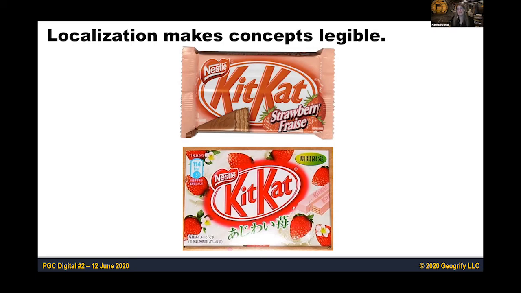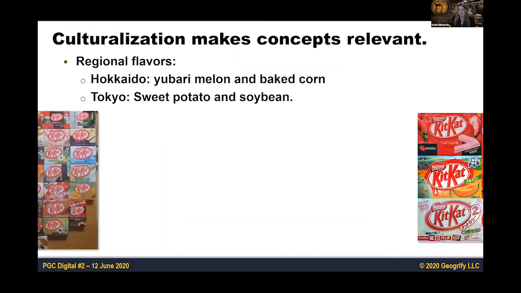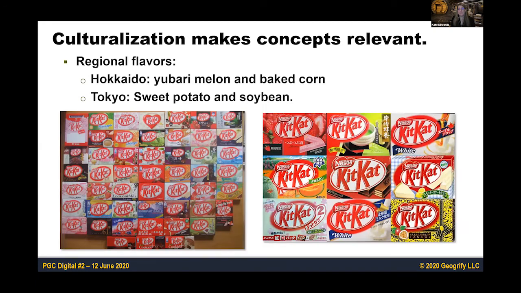So you can see here two Kit Kat bars. They're essentially the same product. The top one's from Canada with the English and French wrapper, and the bottom was from Japan with a Japanese wrapper. So same product, different labeling, different languages. That essentially is the core of localization. Now with culturalization, though, it's a completely different concept.